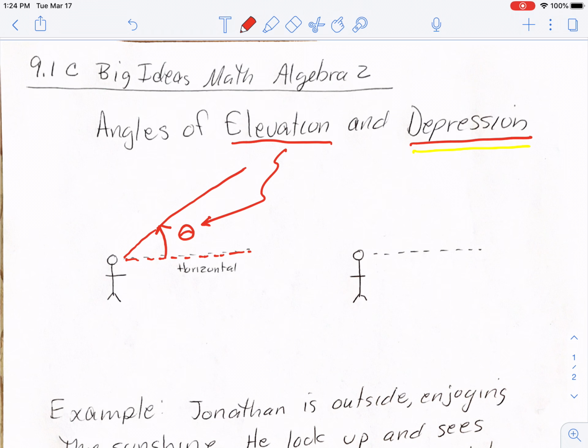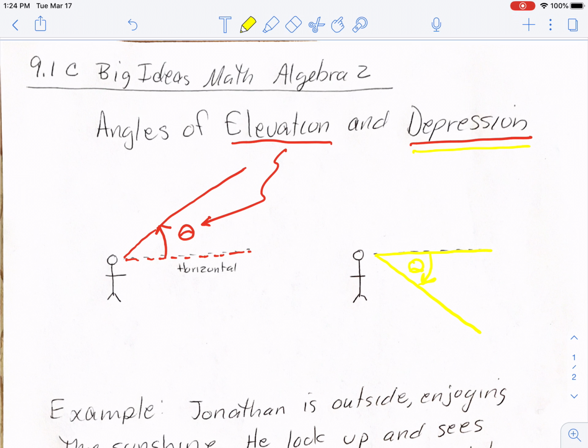If I'm talking angle of depression, let's see if the yellow works. Here's my horizontal. Depression means I'm going to push down. You depress something, it goes down. So here is from horizontal down, and then my theta angle would be this angle as you're looking down.